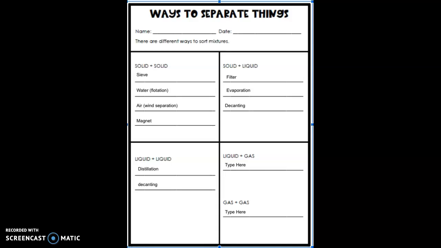So next, we're going to be looking at liquid and gas. The way to separate a liquid and a gas is through heating or cooling. It's similar to liquid and liquid where you're heating it up so that the gas vaporizes, or you're cooling it so that the gas condenses. And our final one is going to be a gas and a gas. This is called liquefying.